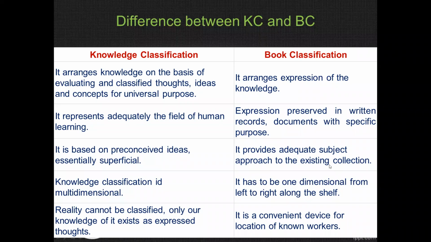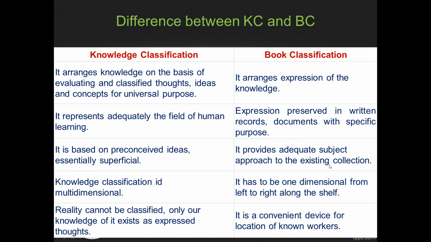Based on the subject approach, that we have also seen, the user will come with various approaches. The user will come to search for books in the library through a title approach, author approach, and subject approach. So in classification, we are using the subject approach to the existing collection. Knowledge classification is multidimensional. We have seen that the attributes of knowledge are multidimensional, because it grows in various directions, or it goes in various dimensions.